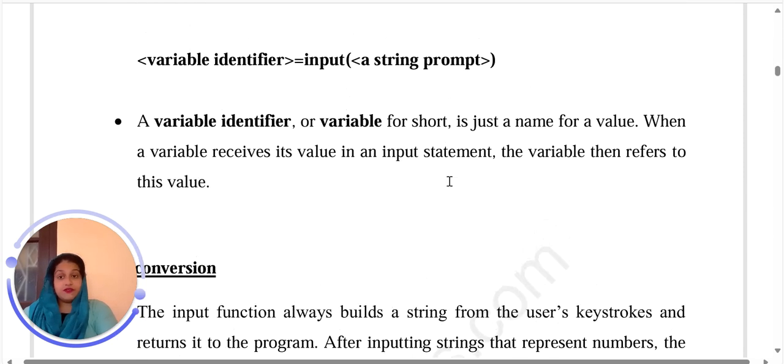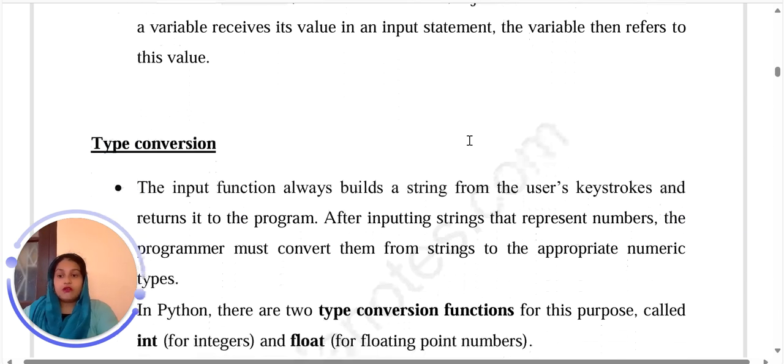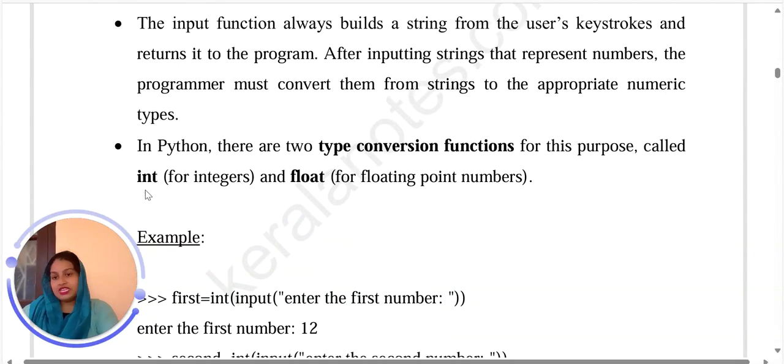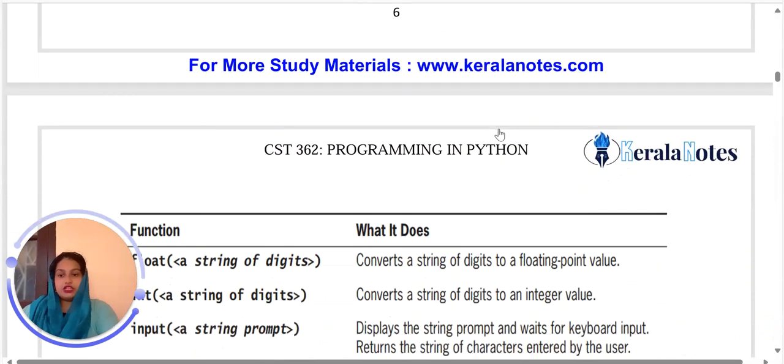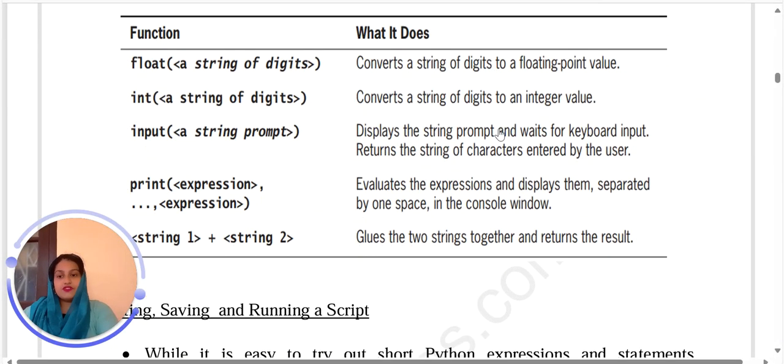Then we have type conversion. Whenever we use input, by default it comes in string format. So if we want to get the input of an integer, we can't take it as a string. We have to convert the string into an integer or a floating point. For that we use type conversion: int for integers and float for floating point. We write it like this: first equal to int, input, enter the first number. So the string will be converted into the integer format. These are the basic functions that we have studied so far, float and int. These functions are the type conversion functions. Float converts a string of digits to a floating point value, and int converts a string of digits to an integer value.